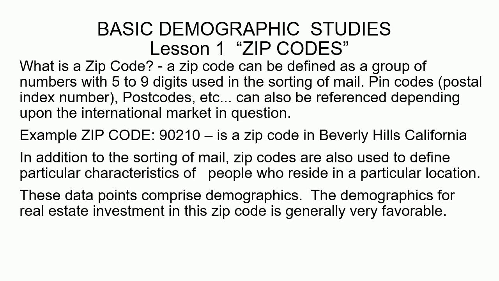Lesson 1. Zip codes. What is a zip code? A zip code can be defined as a group of numbers with 5 to 9 digits used in the sorting of mail. PIN codes, postal index number, postcodes, etc. can also be referenced depending upon the international market in question. Example, zip code 90210 is a zip code in Beverly Hills, California.